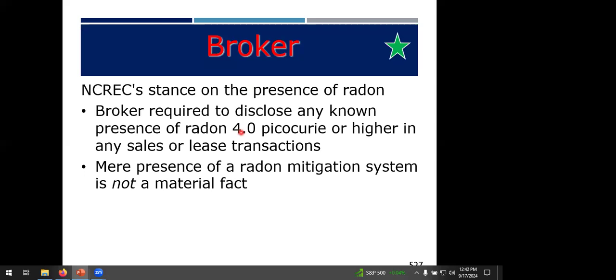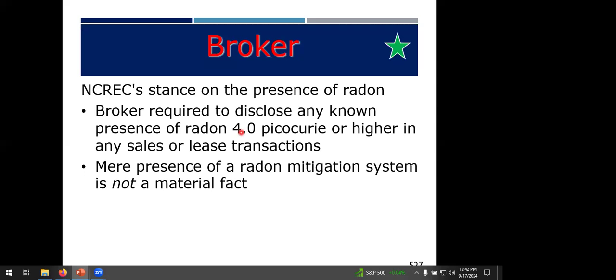The buyer now has a choice to make, right? They either buy the property at 6.0 picocuries and deal with it, or they take advantage of that opportunity and they choose to walk away. More on that in Unit 10, I promise. Let's pretend the buyer walks away and you tell the listing agent, radon level came back high, seller won't address it, so my buyers are terminating.